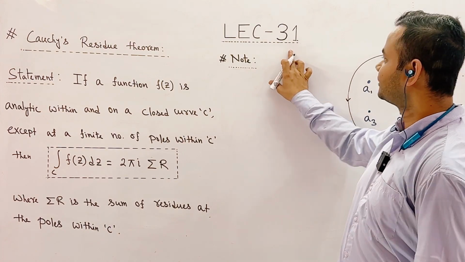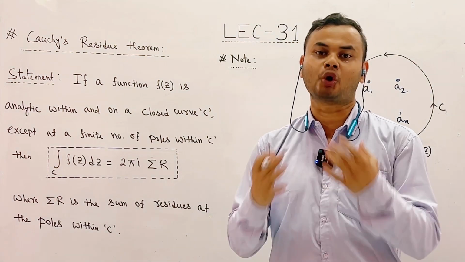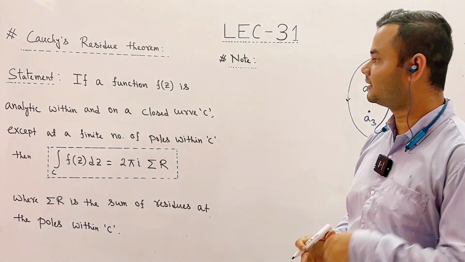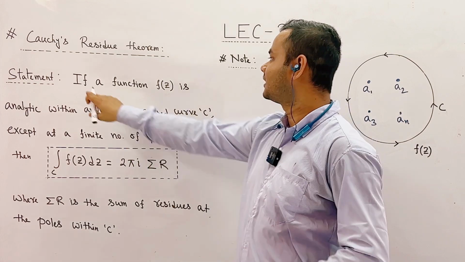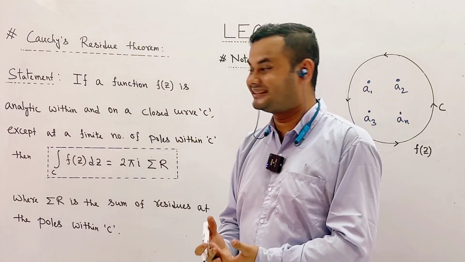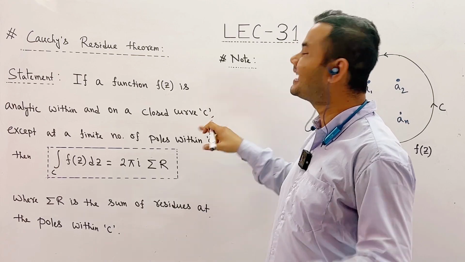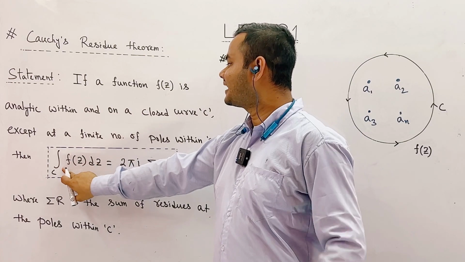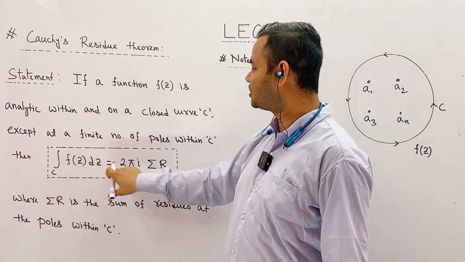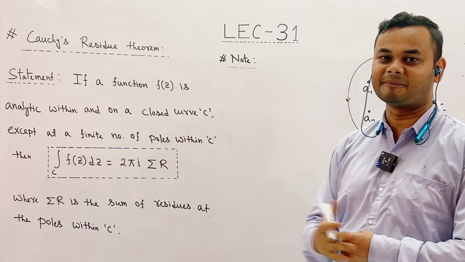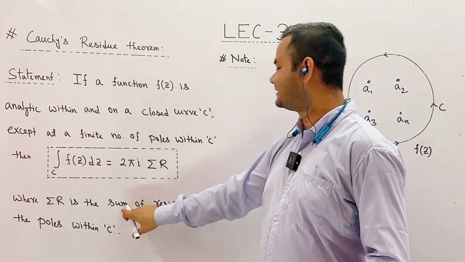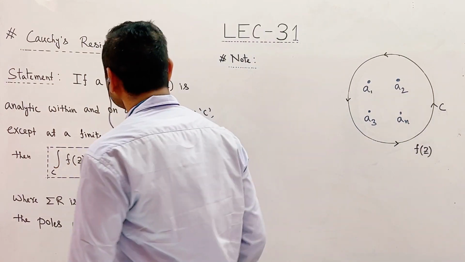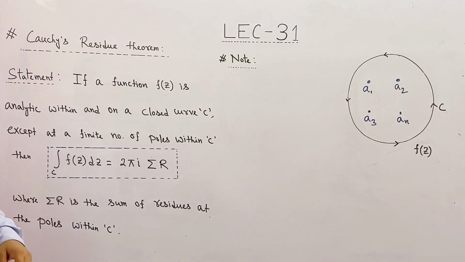This is lecture number 31 on complex analysis, and today's topic of discussion is Cauchy's residue theorem. First, let me read the statement. According to Cauchy's residue theorem, if a function f of z is analytic within and on a closed curve C except at a finite number of poles within C, then the integration along closed curve C of f of z dz is equal to 2 pi i times the summation of R, where the summation of R is the sum of residues at the poles within the closed curve C. Now, let us understand the meaning of this statement.